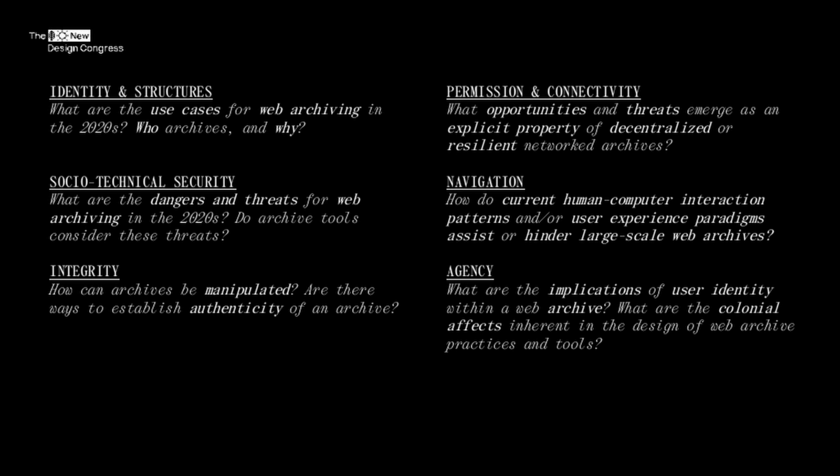So we split the framework, or the way we address the things that needed to be addressed in the active archiving, which first is identity and structures. And what that means is, what are the use cases for web archiving in the 2020s? What kind of individuals are involved in the broader landscape of digital and web archiving in the 2020s? Have the motivations changed since the last decade? What roles do organizations and institutions play in shaping the policies, the dynamics, and the outcomes of archiving? And what are the historical criticisms of web archiving?